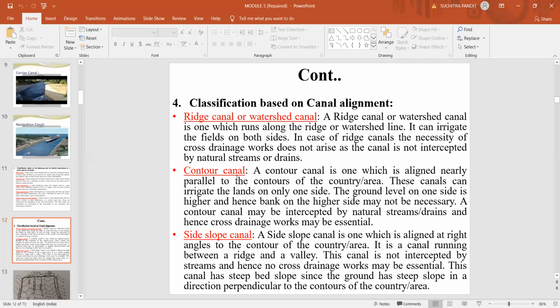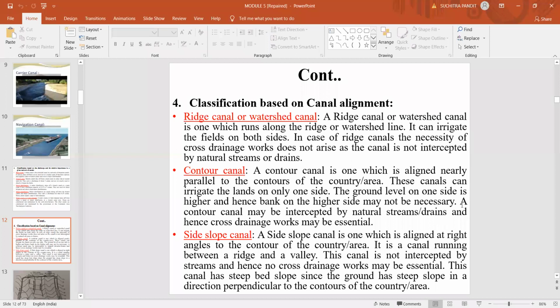Next is the contour canal. A contour canal is one which is aligned nearly parallel to the contours of that particular area, and these canals can irrigate the land only on one side, because in case of contour canals you have a hill on the left side and a steep valley on the other side. Hence it is a single bank canal, and it can irrigate land only on one of its sides. That is, on the valley side it can irrigate. On the ridge side it is not able to irrigate the land.